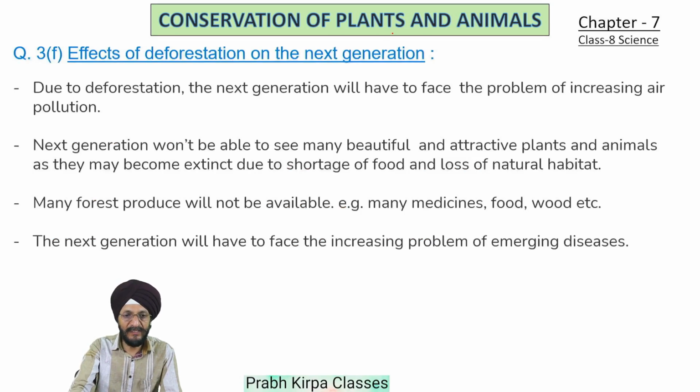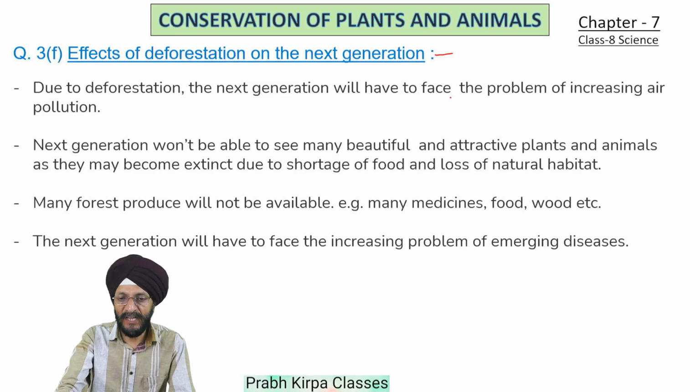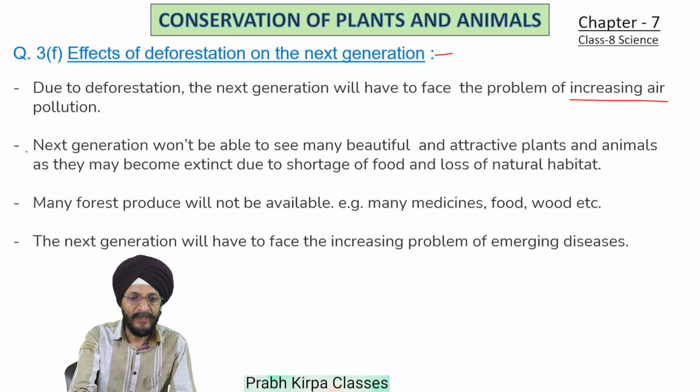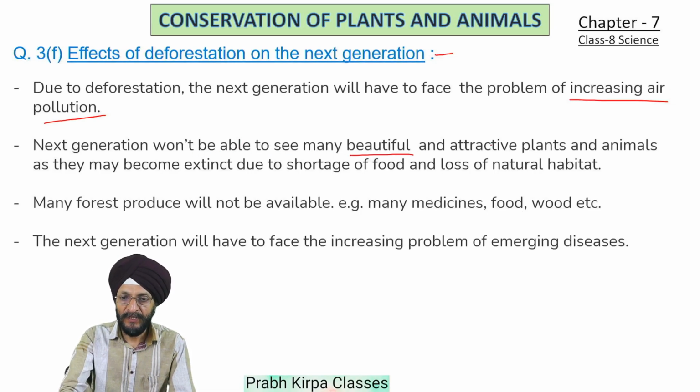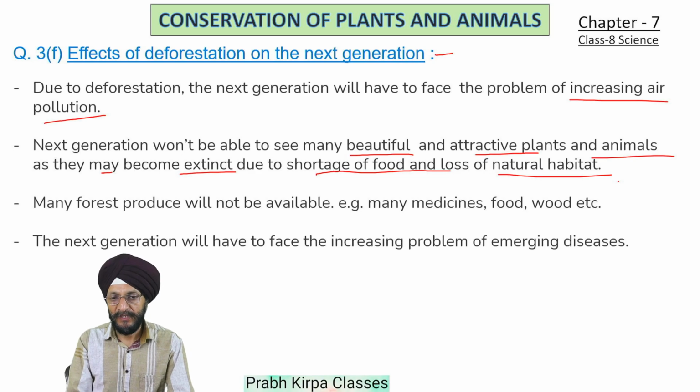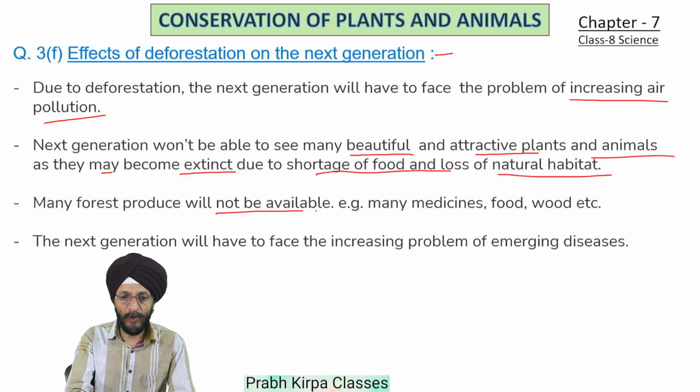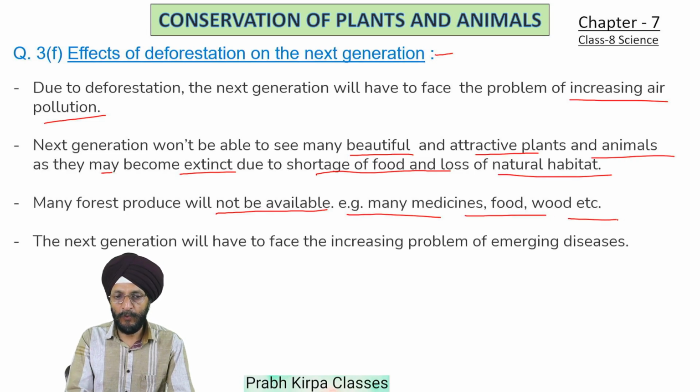Now we will see the effects of deforestation on the next generation. Due to deforestation, the next generation will have to face the problem of increasing air pollution. The next generation won't be able to see many beautiful, attractive plants and animals as they may become extinct with the passage of time due to shortage of food and loss of natural habitat. Many forest produce will not be available to the next generation, for example, many medicines, food, and wood.